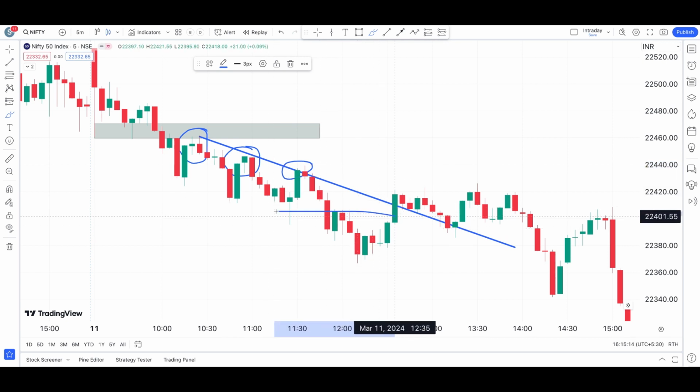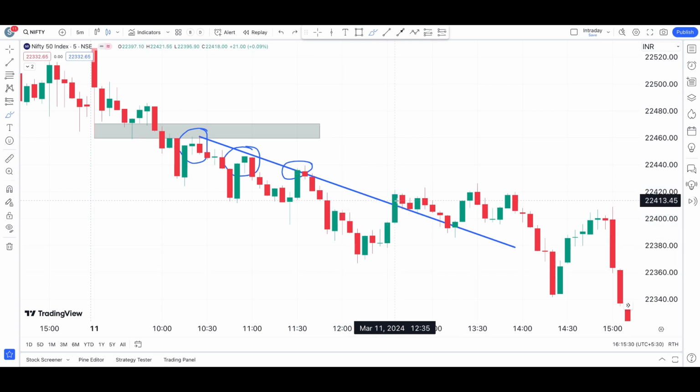Some might have taken their first target somewhere there, and some might have been waiting for this breakout, and that happened here. This breakout had happened here. So this is not a valid breakout, but still you would not want to stay towards the put side.